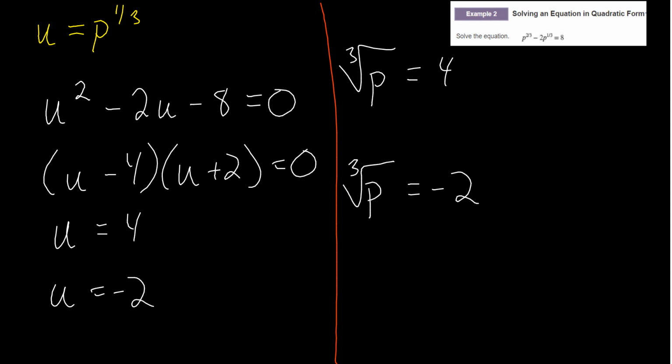Well, if we have the cube root of p is equal to 4, how do I get rid of that cube root? Well, I cube both sides, right? So if I cube both sides, I end up with p is equal to, what is 4 cubed? Well, 4 cubed is going to be 64. And what is negative 2 cubed? Well, negative 2 cubed is a negative 8. And so that is my solution. p is equal to 64 and p is equal to negative 8.